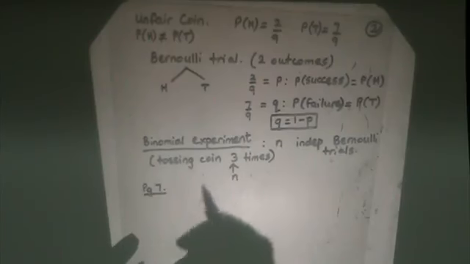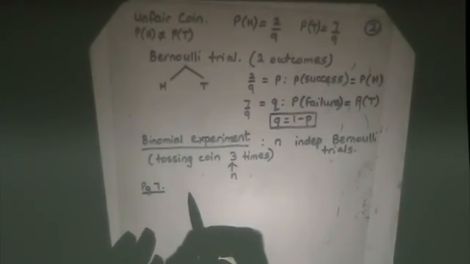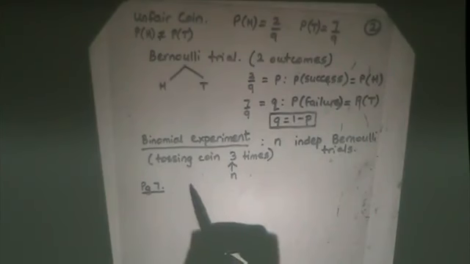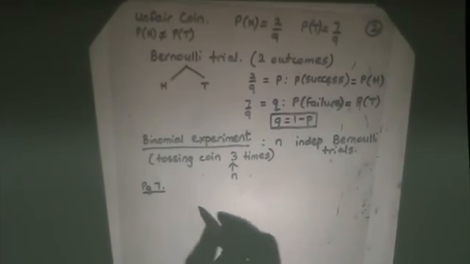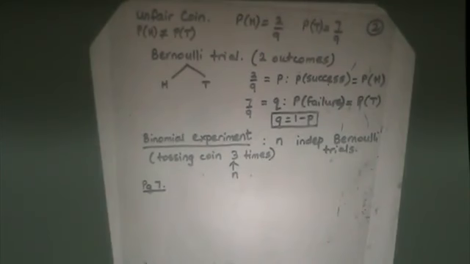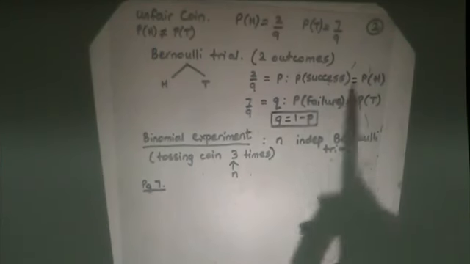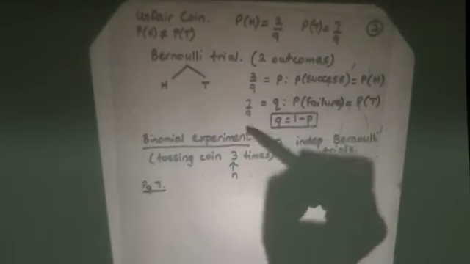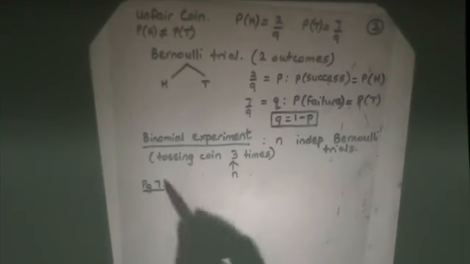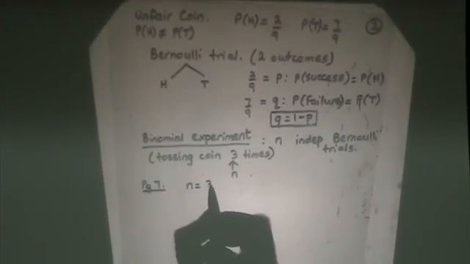Toss a biased coin 3 times. Then each toss is a Bernoulli trial, and the 3 tosses make up a binomial experiment. Find the probability of obtaining exactly 2 heads in 3 tosses, where the probability of heads is 2/9 and the probability of tails is 7/9. So I have set up these already. These are valid. And it's saying there are now n equals 3 trials.